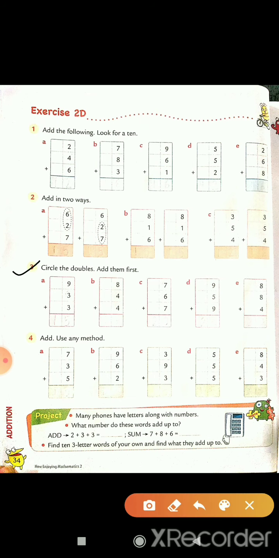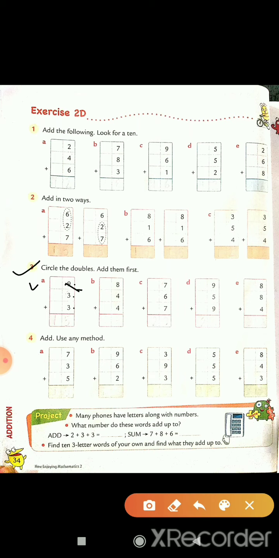Next, circle the doubles, add them first. Now here you have to circle the doubles first and then you have to add. Let us start. A. 9, 3 and 3. Which number is repeated? 3.